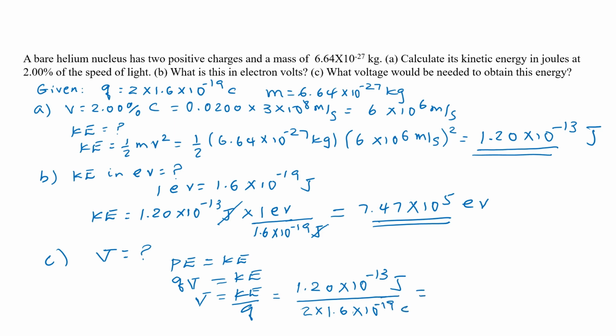Joule per coulomb is volt, so you have volt for the unit, and the calculation yields 3.75 times 10 to the power of 5 volts. So to get this kinetic energy for twice the unit charge, we need a potential difference or voltage of 3.75 times 10 to the 5 volt.